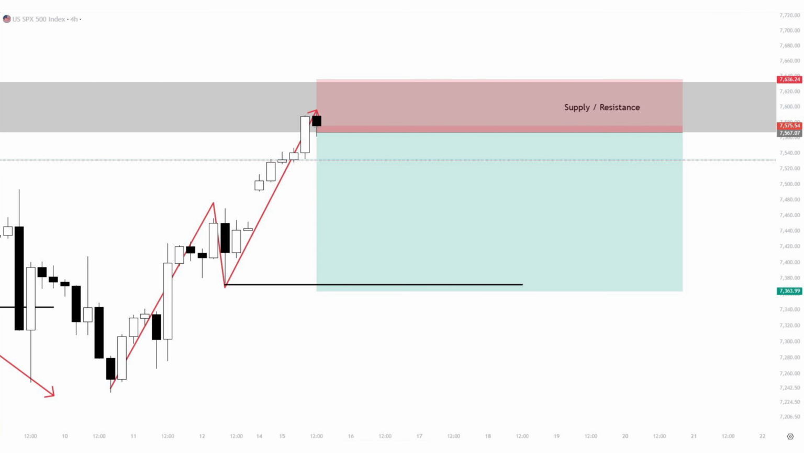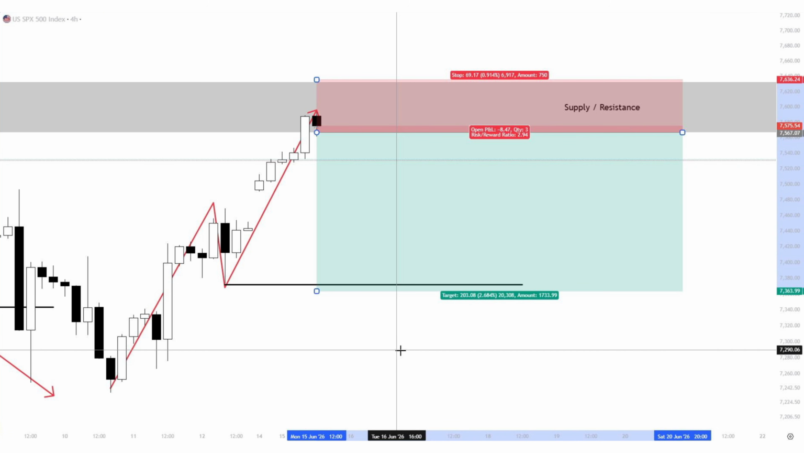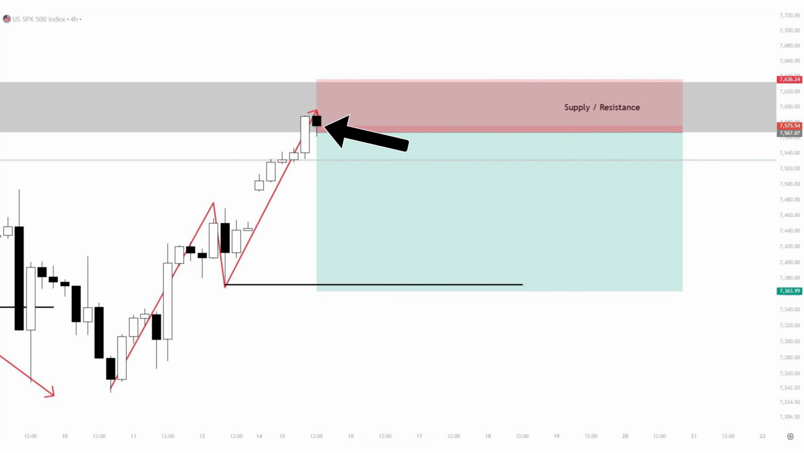And always be careful of the risk-reward ratio. It must be at least 1 to 2. If it's less than 1 to 2, then the setup is not worth the risk. In this case, the ratio is almost 1 to 3, so it's all right, and the position is basically already opened. So we only need to have patience for the setup to close either way.